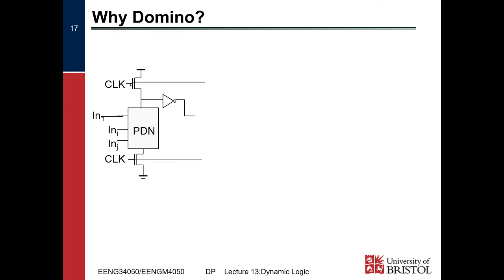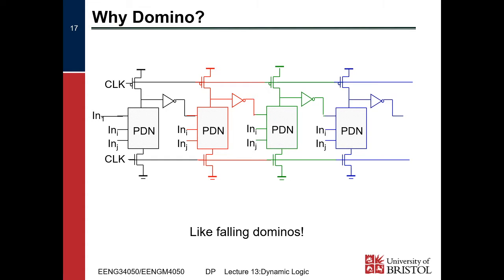Why do we call this domino, by the way? Because they fall like dominoes. All of them have this node here start high, high, high, high, and high. And then this one drops, and then that one drops, and then that one drops, and then that one drops, right? Domino logic, because they fall over sequentially, okay?